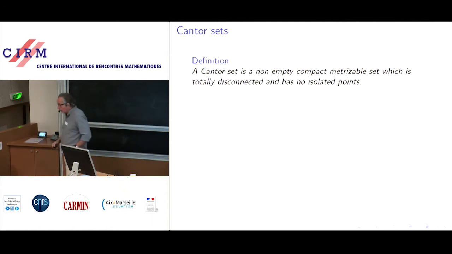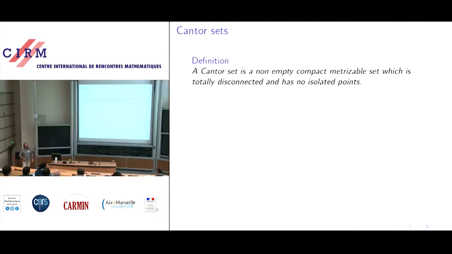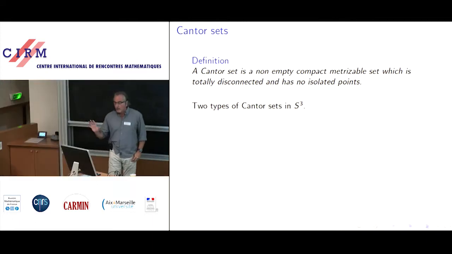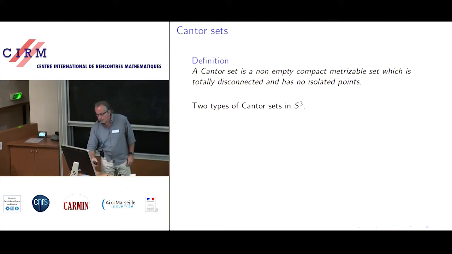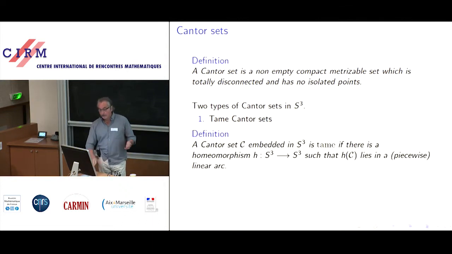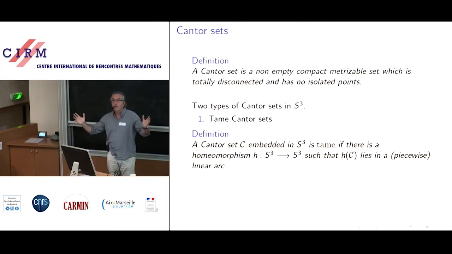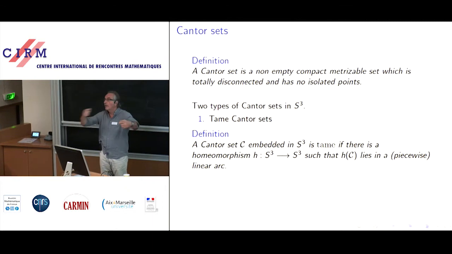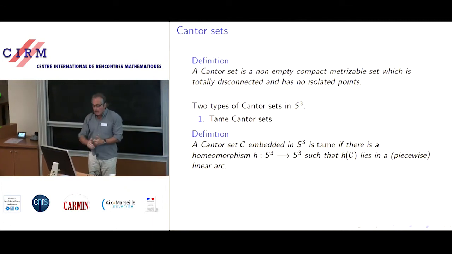Let me recall the definition of a Cantor set. So this is a standard definition. And there is now some kind of classification. The topologists have understood exactly how they behave when you view them in the three-dimensional space, or in the ambient space. And there are two types of Cantor sets. Those who are tame. So by tame, I mean that there is a definition: tame if there is an ambient homeomorphism which brings it onto a segment or a curve. Well, the standard one that I represented before. And those who are not.